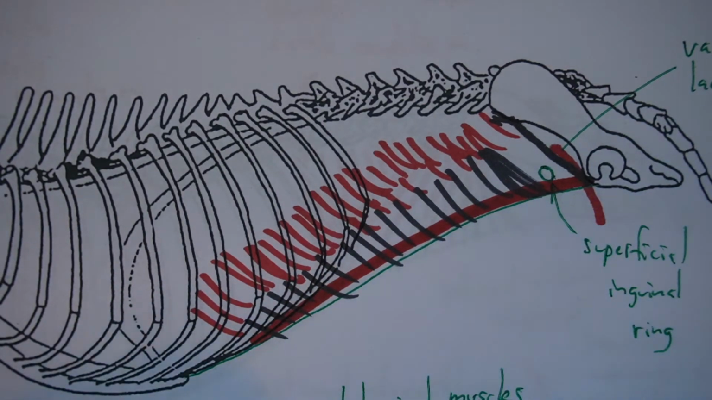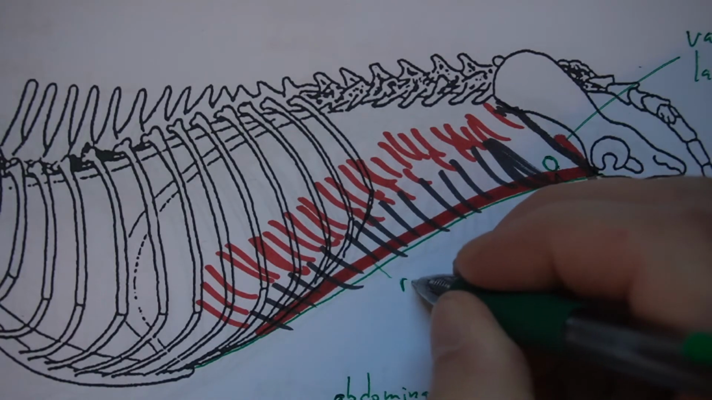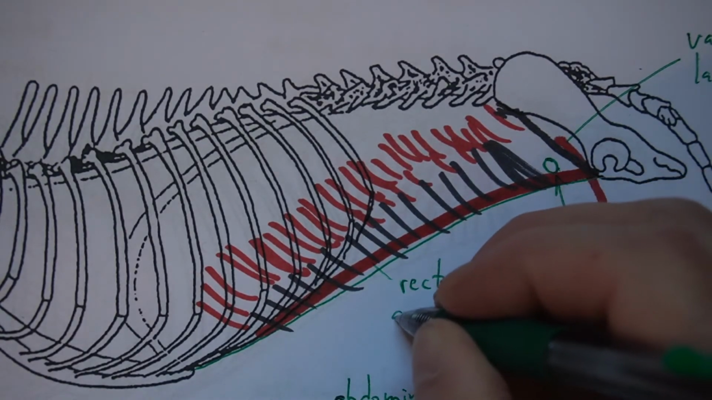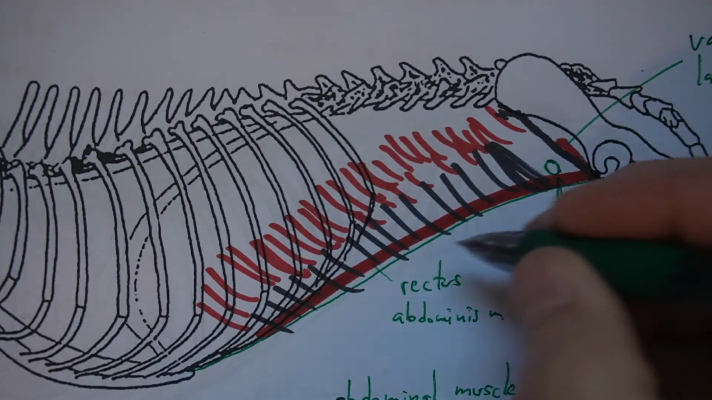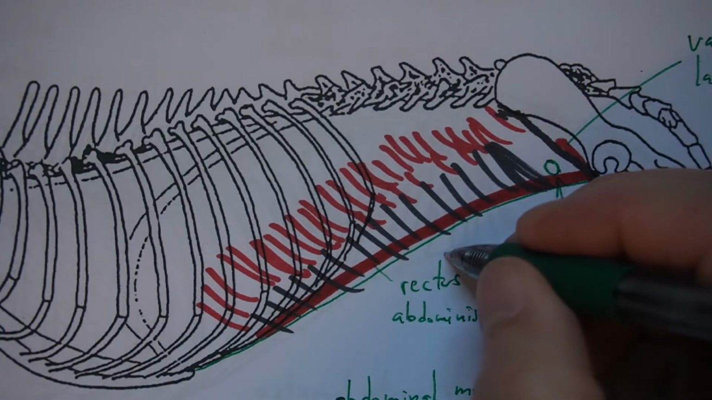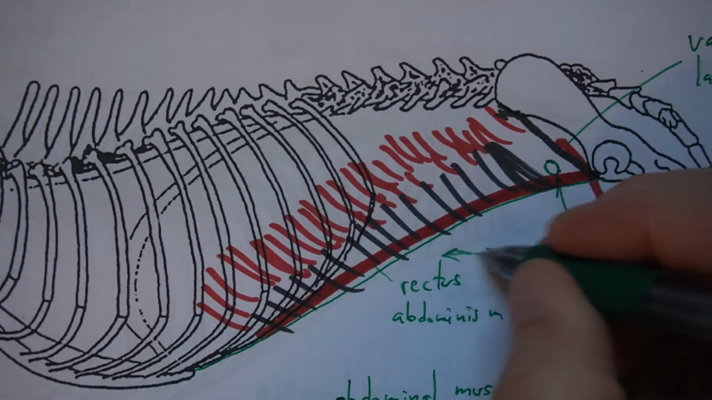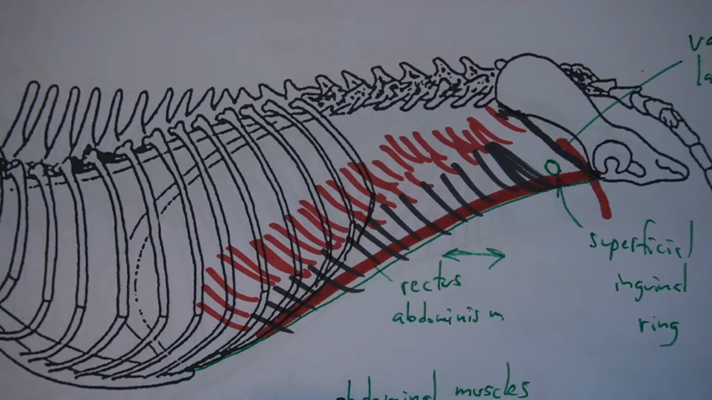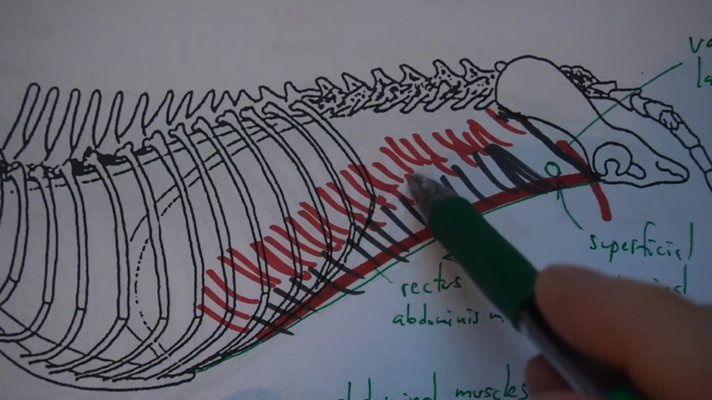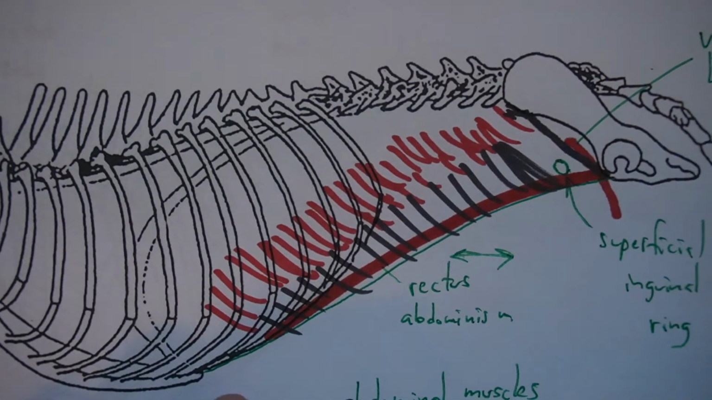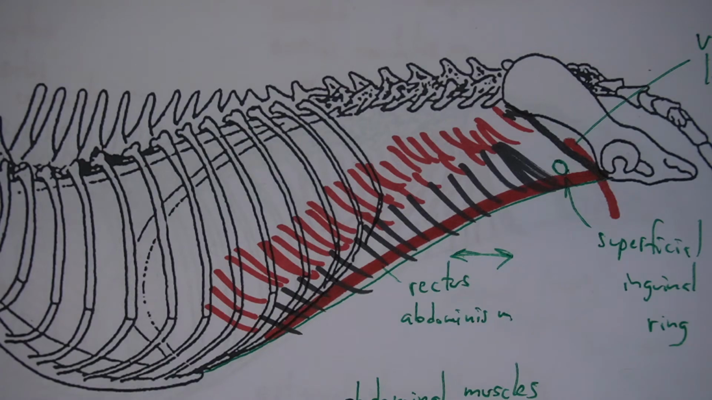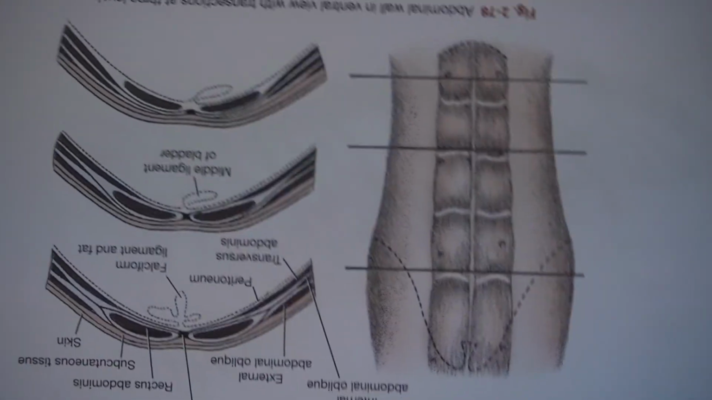Muscles of the rectus abdominis, its fibers are running in a cranial caudal direction. So rectus abdominis, cranial caudal. Now, when the first 3 abdominal muscles send down their aponeuroses to the ventral midline of the dog, we get something that looks like this.